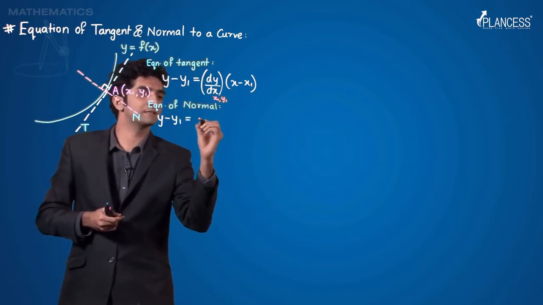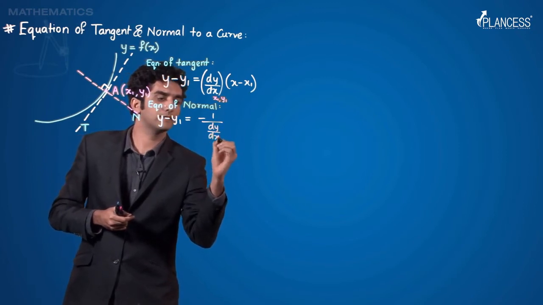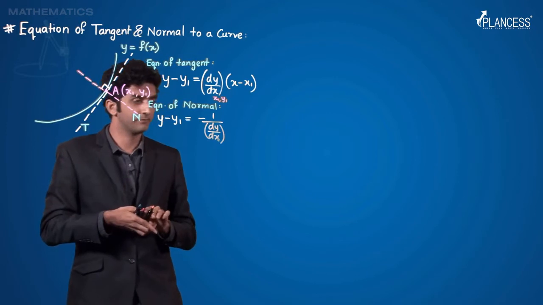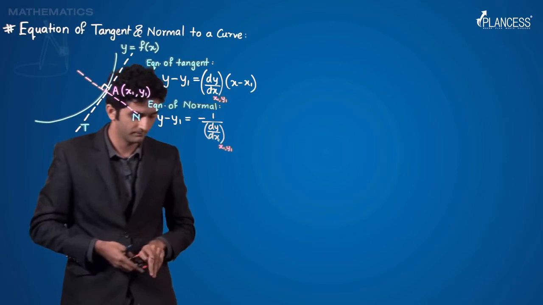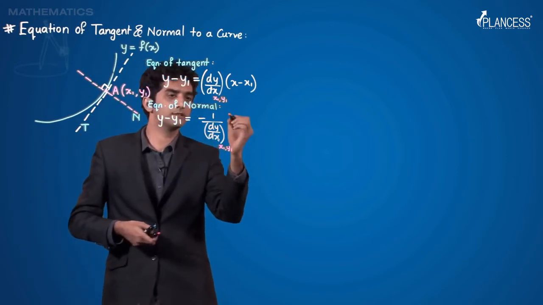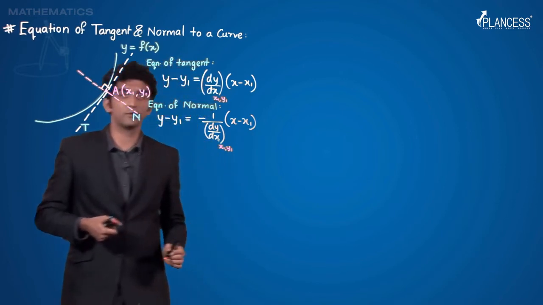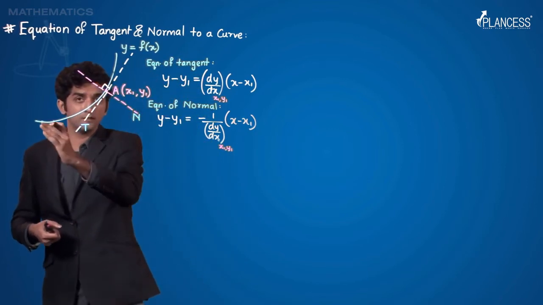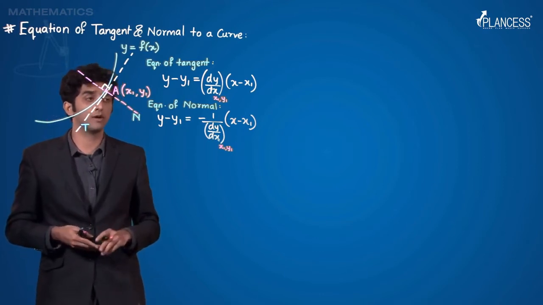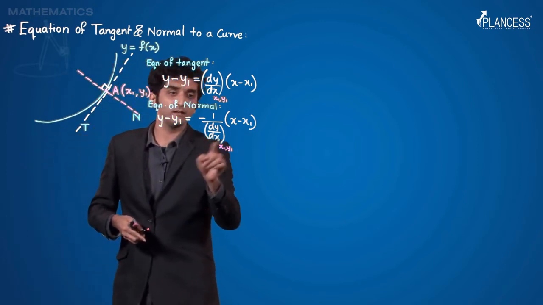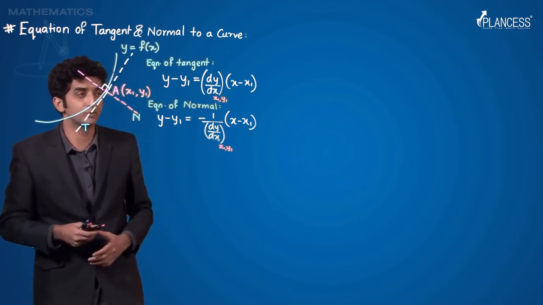So what I am going to write is minus 1 upon dy by dx, bracket, x1 comma y1, right? And obviously after this we are going to have x minus x1, and this forms the equation of normal for this particular curve y equal to f of x at the point A, which has coordinates x1 comma y1. And again we need to make sure that here we are going to plug in x1 and y1 in place of x and y. That is something that we need to make sure of.